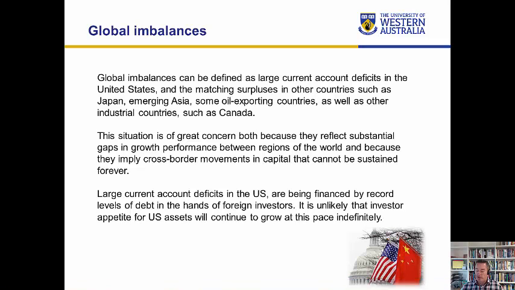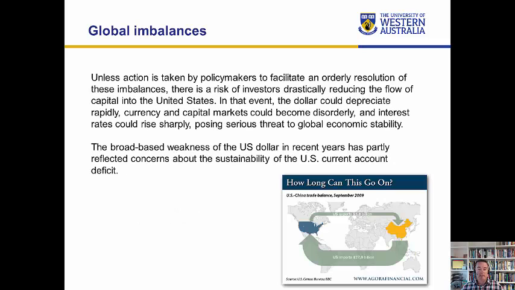Now, to get a better handle on global imbalances, I've got a situation here where the US and China have a large trade imbalance. This is from September 2009, so it's quite some time ago now, but it's really the diagram that I want you to focus on. There is an imbalance between these two countries, as well as more of a broader global imbalance. But let's just focus on the imbalance between these two countries for now.